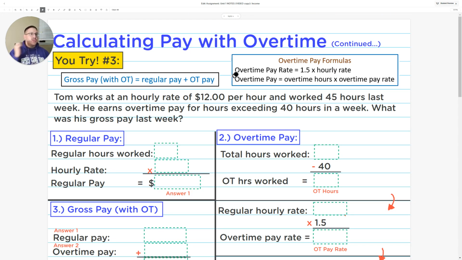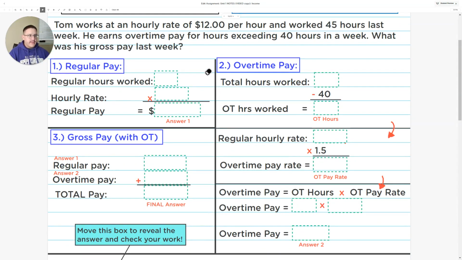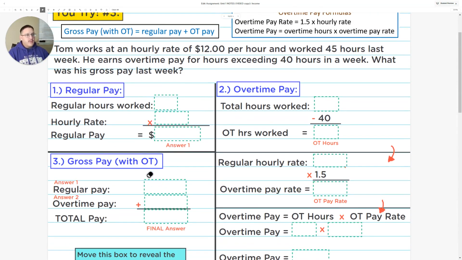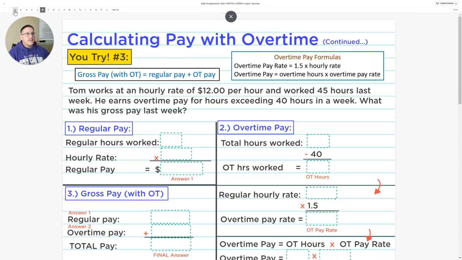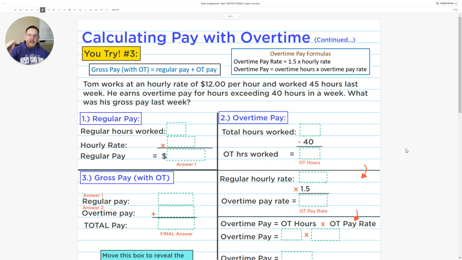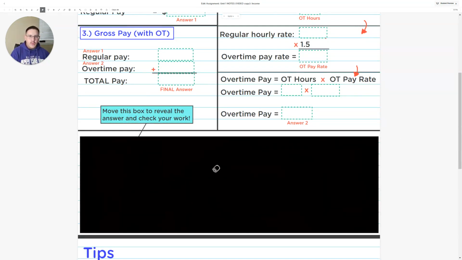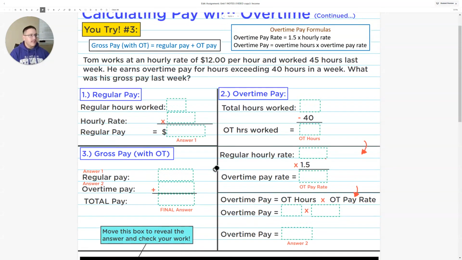Okay, let's go to the next page. You try number 3. I've broken it up just like the example. You need to find the regular pay, overtime pay, and then number 3, gross pay with overtime, adding up those two answers. So, if you would like, go ahead and pause the video. Try this problem on your own in ClassKick. Move the box underneath to check your work and see if you did everything correctly. Otherwise, I'm going to continue on and show y'all how to do this. But first, try it out yourself before you hear me do this.